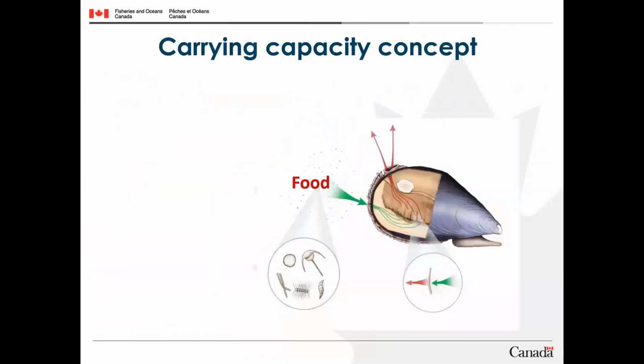So we've seen this obvious effect of filter feeders, and it's an easy step to make to introduce the concept of carrying capacity. These animals are feeding on natural particles, natural food resources, and these natural food resources are not unlimited. So that's really the fundamentals of carrying capacity.